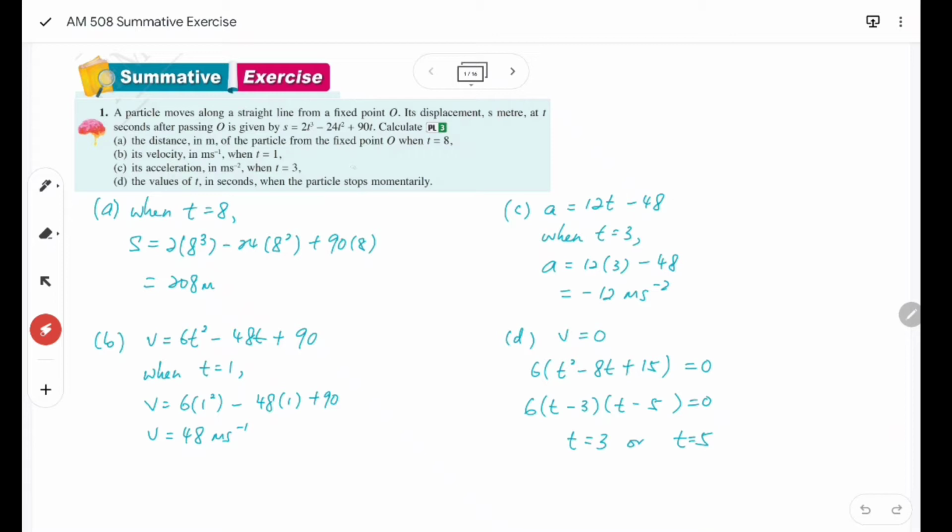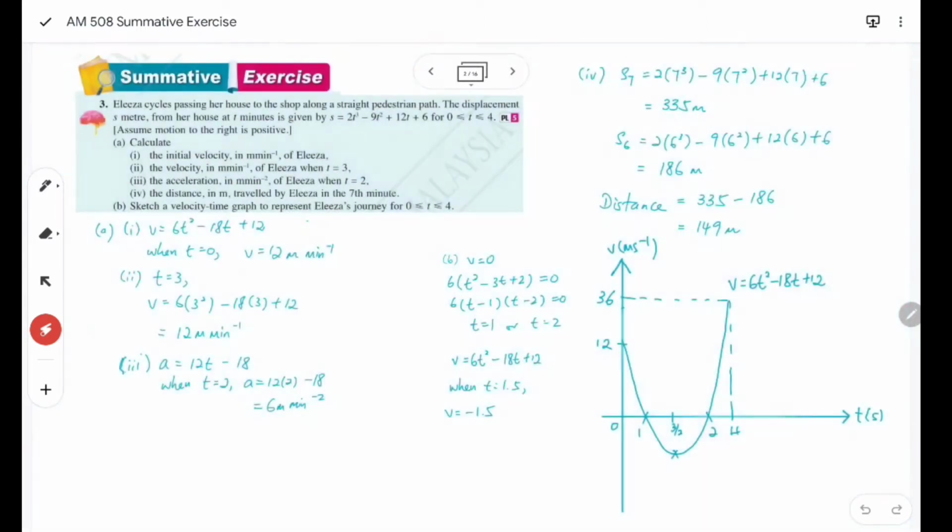So when the particle stops momentarily, v equals to 0. So the velocity function equals to 0. We factorize the 6 from here. We get 6 times of t squared minus 8t plus 15 equals to 0. And we can factorize the t squared minus 8t plus 15 with t minus 3 and t minus 5. So we get t equals to 3 and t equals to 5.